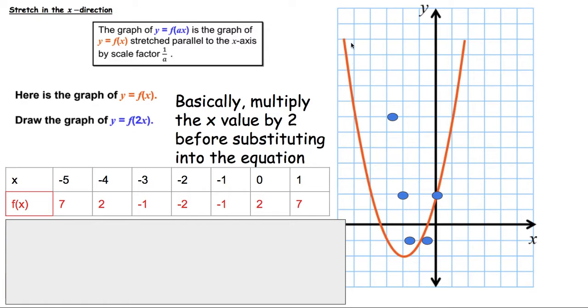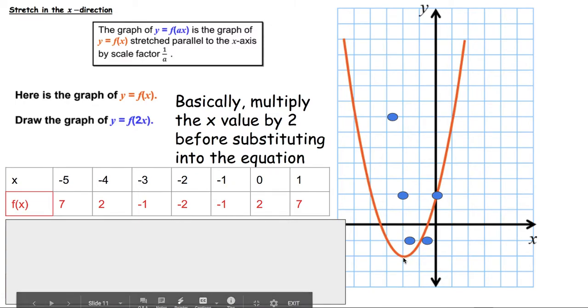Okay, so if I look at this orange graph here, ignore those blue dots for a second, my input, when x is minus 5, I get 7. When x is 1, I get 7. I know here it's slightly out, but just work with me, it's 1, 7. When I've got minus 4, I've got 2. And when I've got 0, I've got 2. When I have got minus 3, I've got minus 1. When I've got minus 1, I've got minus 1. And when I've got x equals minus 2, I've got minus 2.